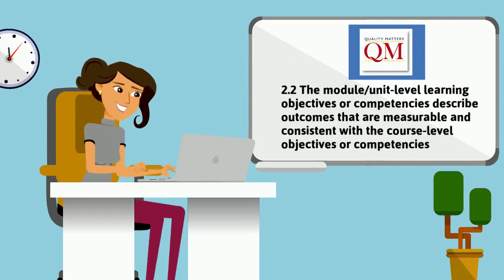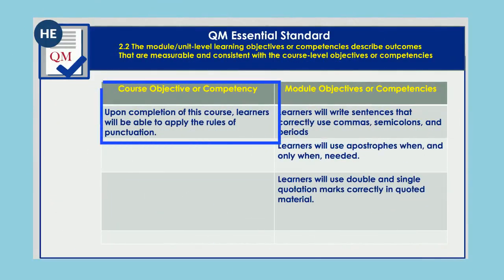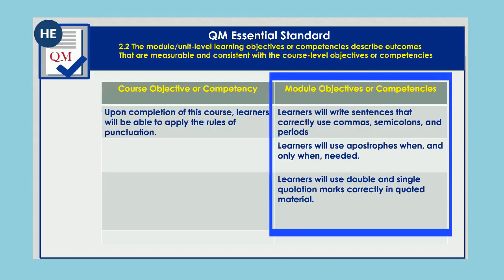The next standard, Quality Matters 2.2, states the module or unit learning objectives or competencies describe outcomes that are measurable and consistent with the course level objectives or competencies. The course objective or competency is a big goal that you want your students to master by the end of the course, whereas your module objective or competency is a smaller broken down step of what you want your students to master by the end of the module, the week, or unit.